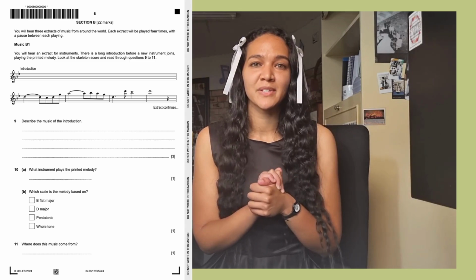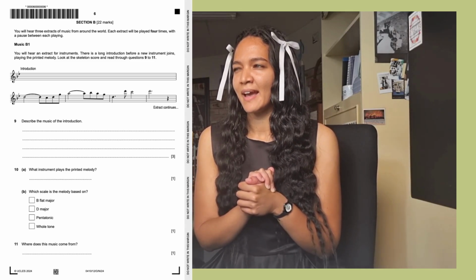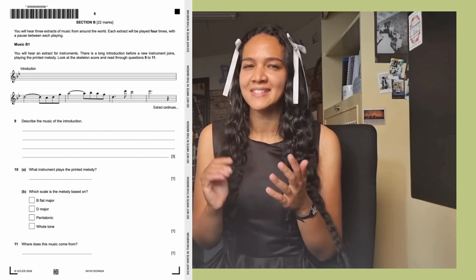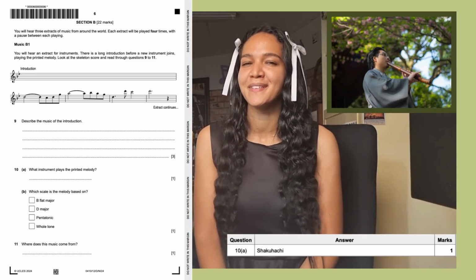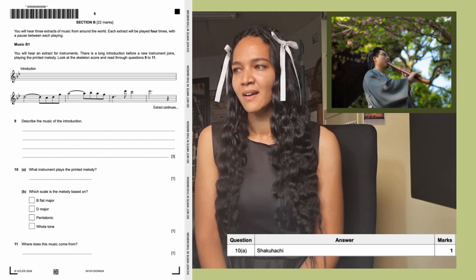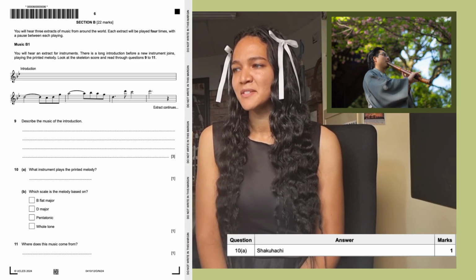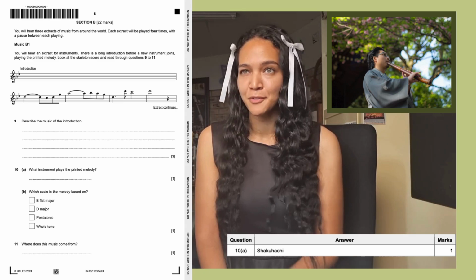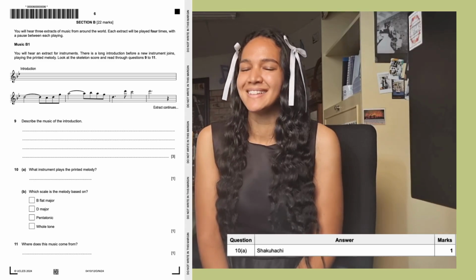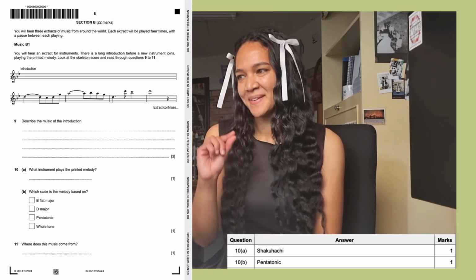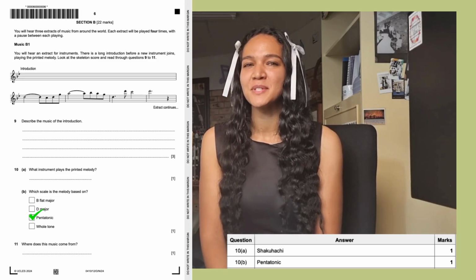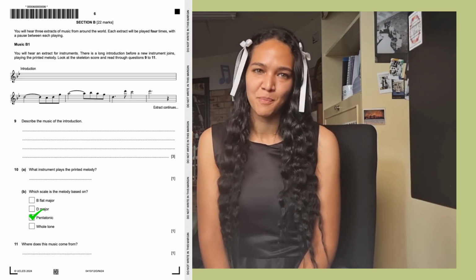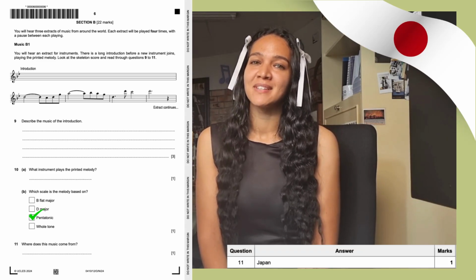Which instrument plays the printed melody? Definitely we can hear a Japanese type flute there, and that is the shakuhachi. So we can go ahead and put that down for 1 mark there. Then, on which scale is the melody based? Definitely the pentatonic scale. We can go ahead and tick that. And then from where does this music come? It's definitely from Japan. That was a beautiful Japanese extract there.